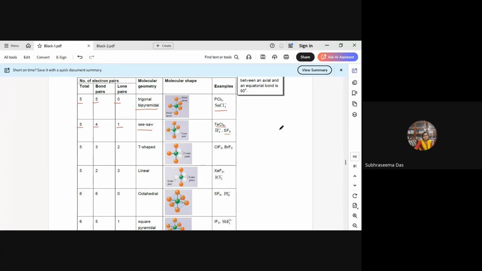They contain four bond pairs of electrons and they contain one electron pair.